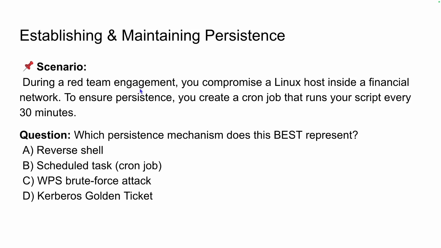During a red team engagement, you compromise a Linux host inside a financial network. To ensure persistence, you create a cron job that runs your script every 30 minutes. Which persistence does this best represent? It would be a scheduled task, which is a cron job. This is also a dead giveaway because cron job is in the answer, and it says so in the question as well.